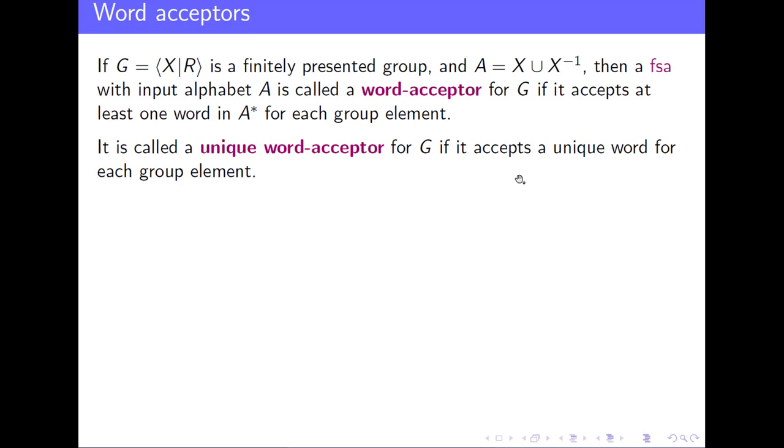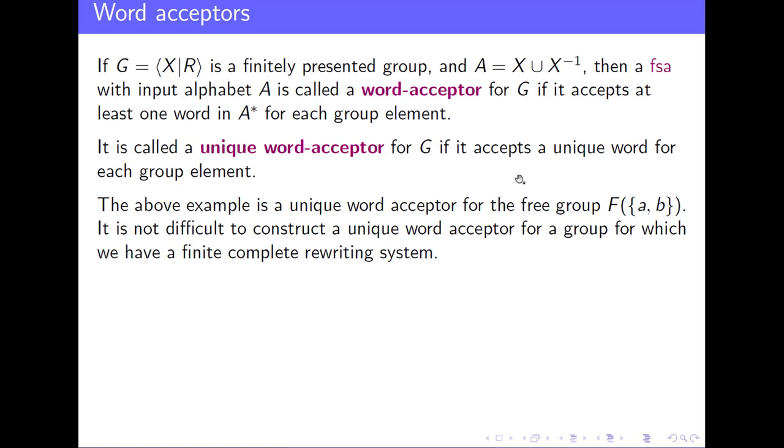Okay, so that's an example of a unique word acceptor for the free group. So more generally, a word acceptor is a finite state automaton with input alphabet A, the symmetric closure of the generators, which accepts at least one word for each group element, and you'd probably prefer it to accept a unique word for each group element. It's sort of technically convenient to allow more than one. So a unique word acceptor is kind of better, because then you've got a unique representative. So what we've just seen is a unique word acceptor for the free group.